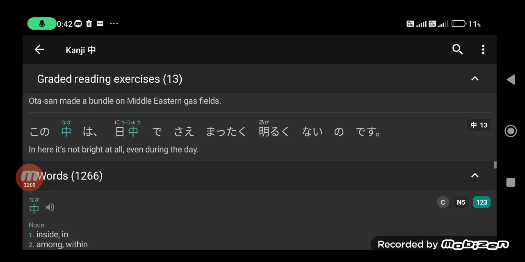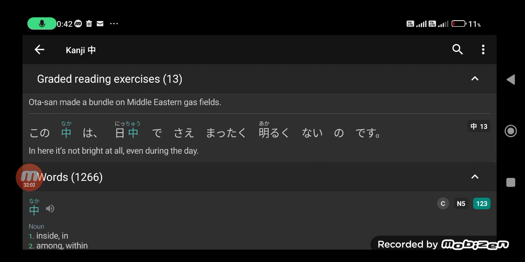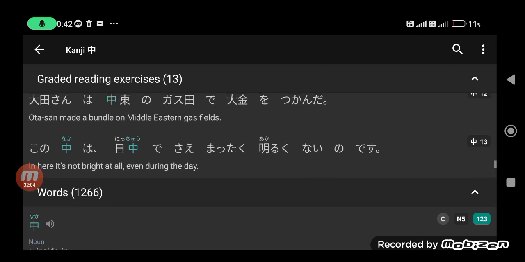Okay. In here, it's not bright at all, even during the day. この中は日中でさえ全く明るくないのです。 Mattaku is completely not bright, or not that bright. Nai is the negative form, not bright at all.